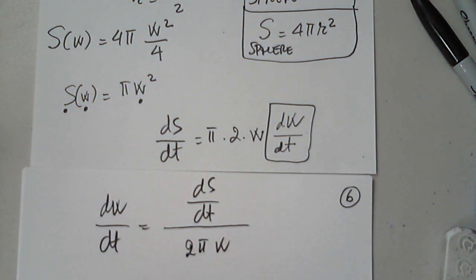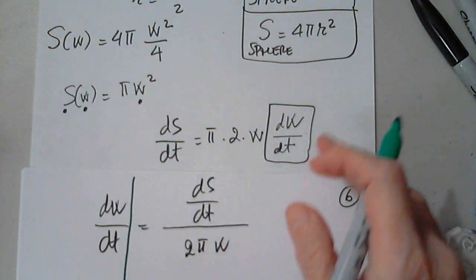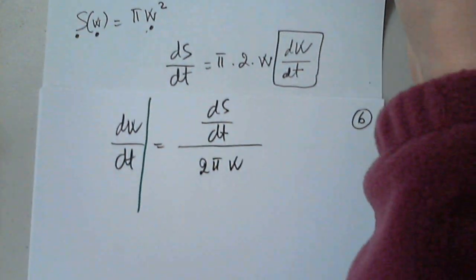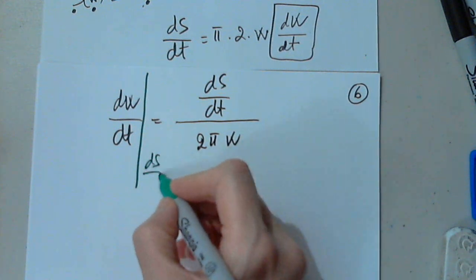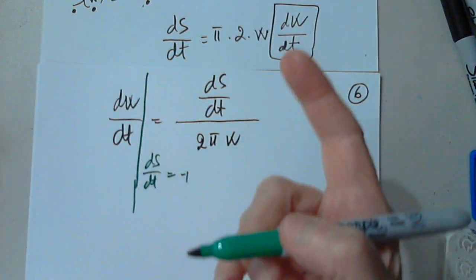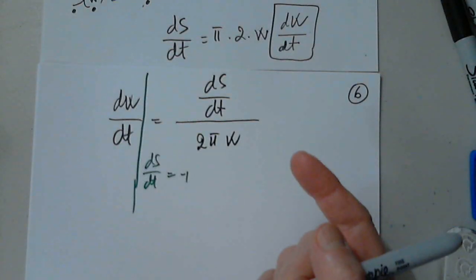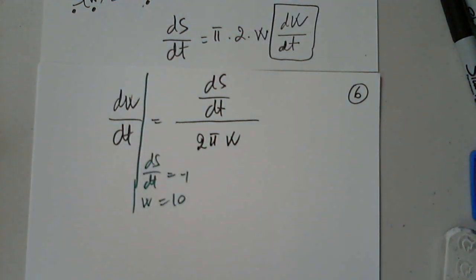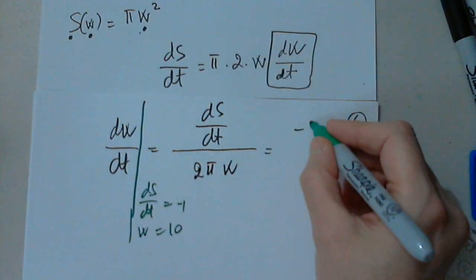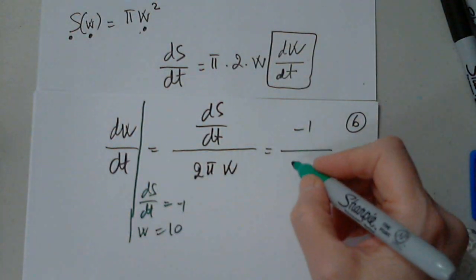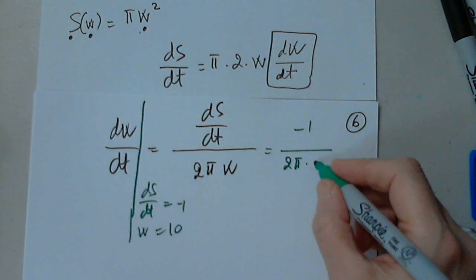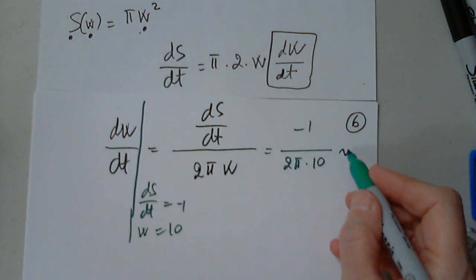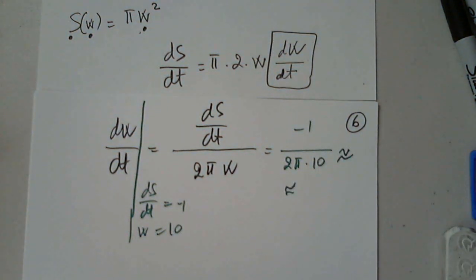Only now, I will say, oh, ds over dt equals -1, and I'm given w equals 10. So then I have -1 over 2 pi times 10. And then, yes, I have to approximate this. And I put it in the calculator, of course.